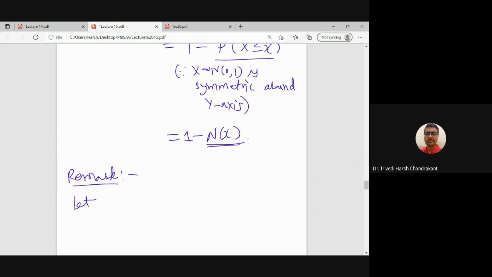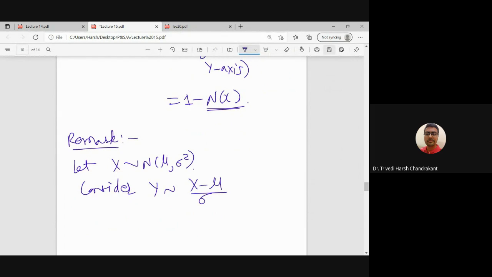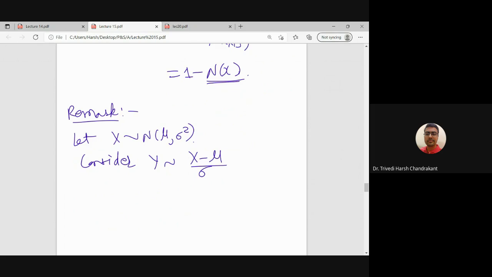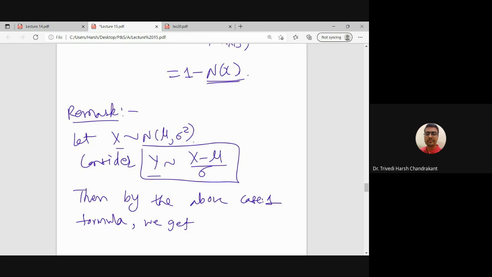So let us start with any general random variable. Let x be n mu sigma square, and consider the linear random variable y, that is x minus mu by sigma. So basically we are using shifting and scaling. We want to find the PMF of y in terms of the PMF of x. By the above case 1 formula, note that this is also a linear random variable.